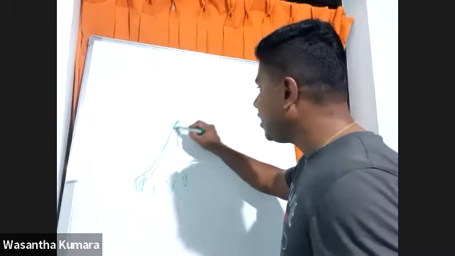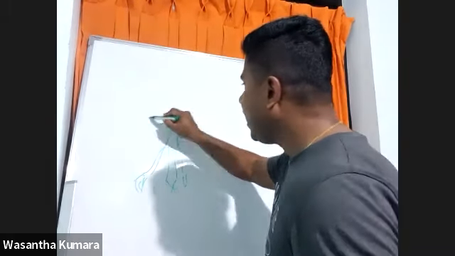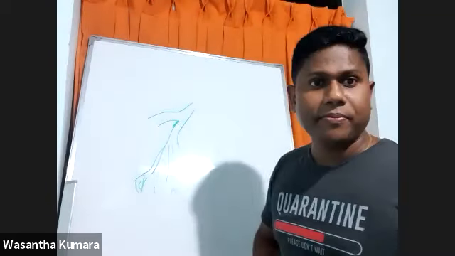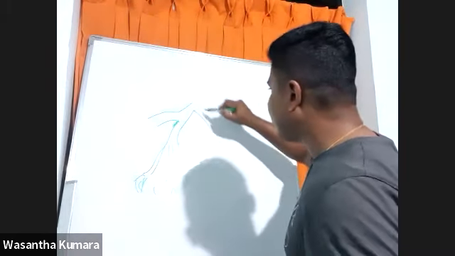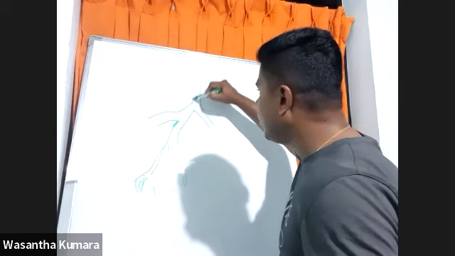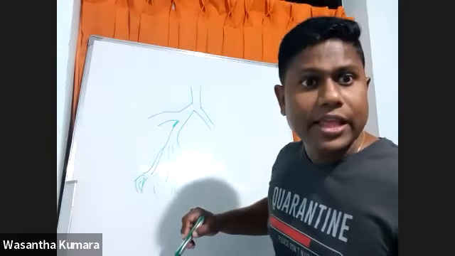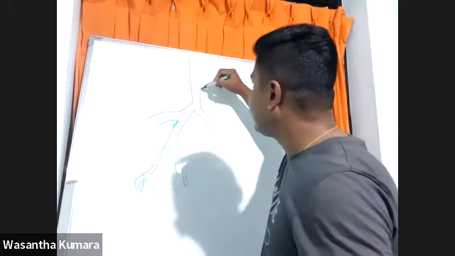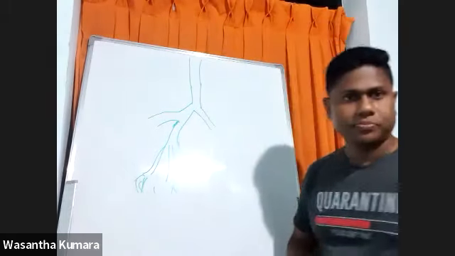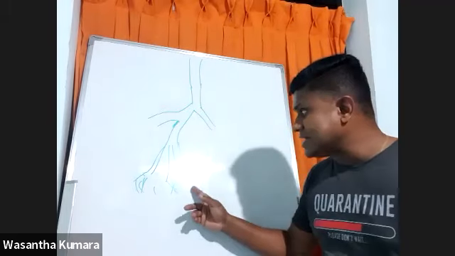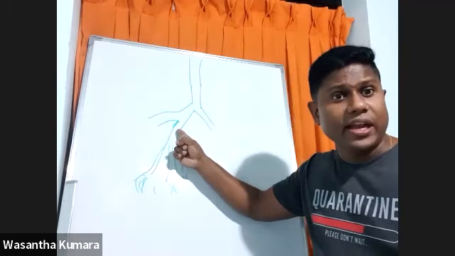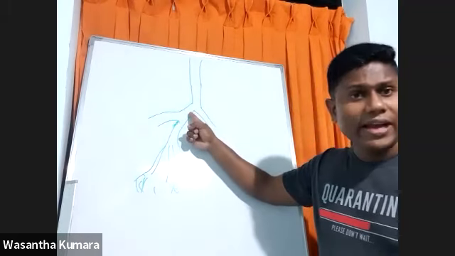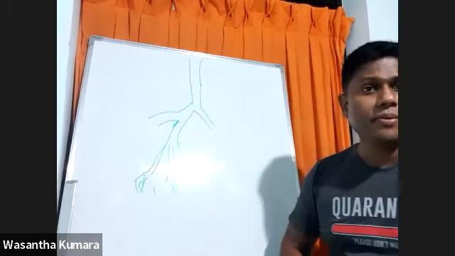Internal iliac vein joins with the external iliac vein and forms the common iliac vein. The 2 common iliac veins on either side will form the inferior vena cava, and it will drain into the heart. So venous plexuses drain into the internal iliac vein. Internal iliac vein combined with external iliac vein forms the common iliac vein, which drains into the inferior vena cava.